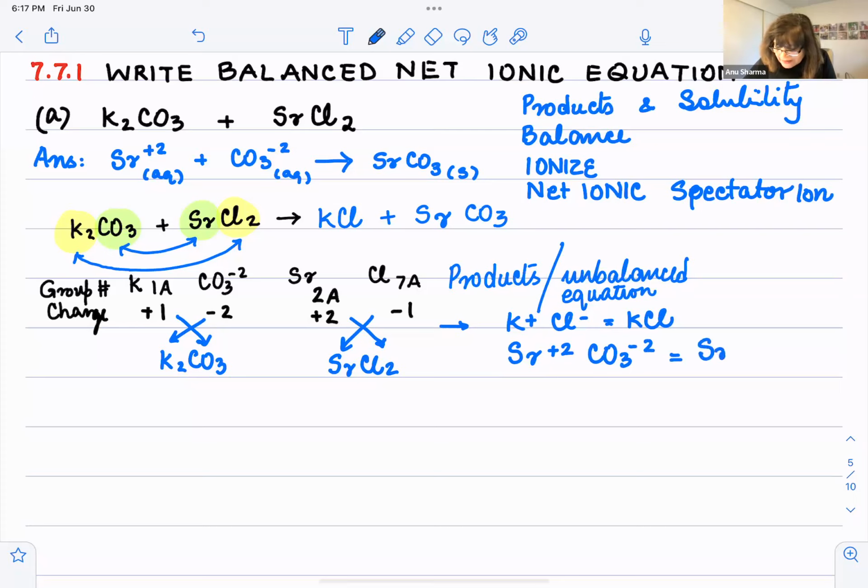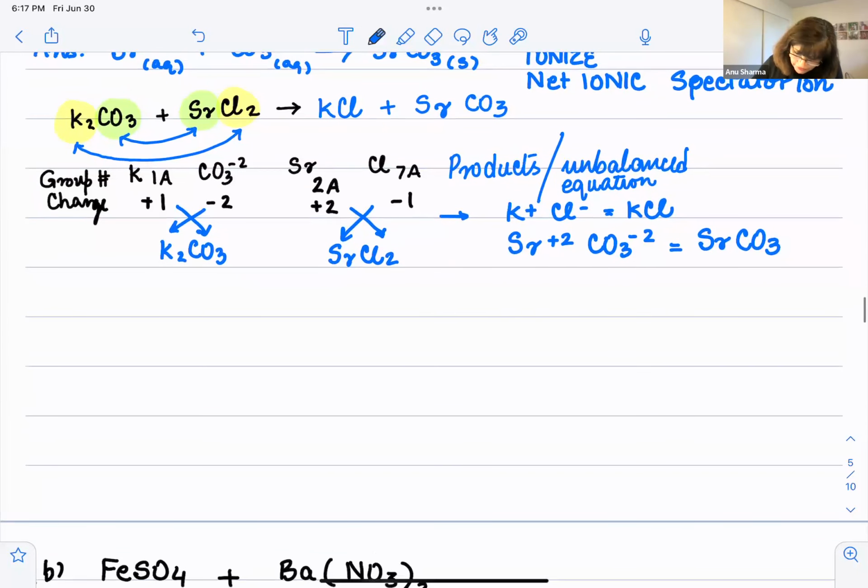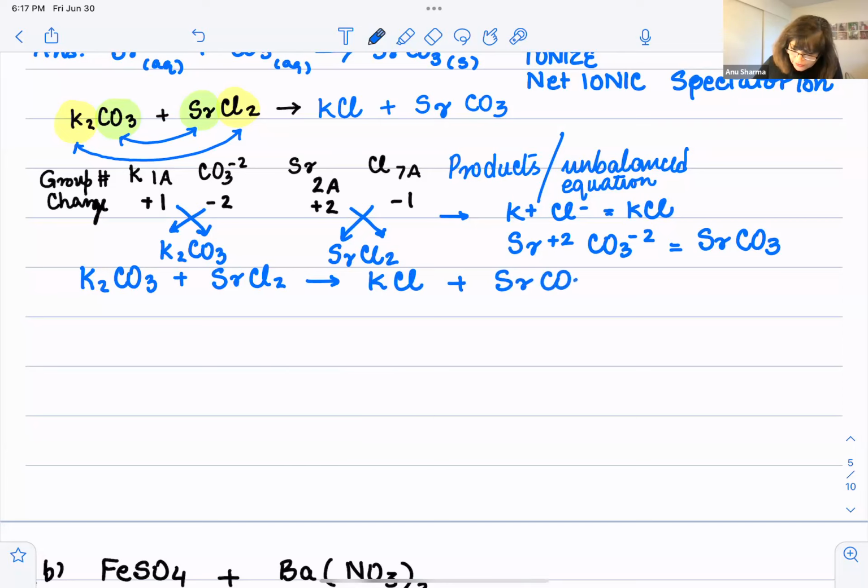That is why it is SrCO3. Okay, so that's correct. Now this is our equation: K2CO3 plus SrCl2 gives you KCl and SrCO3. Now we see that there are 2 potassiums on one side and 1 potassium on the other.